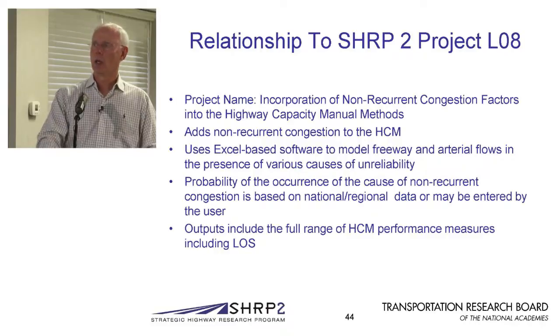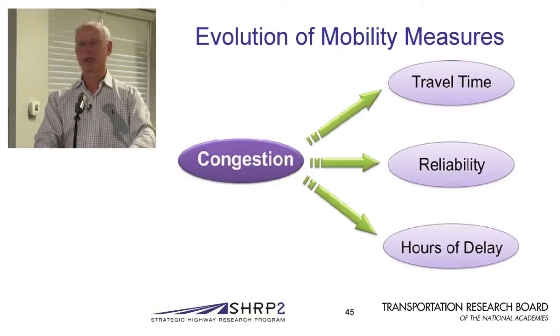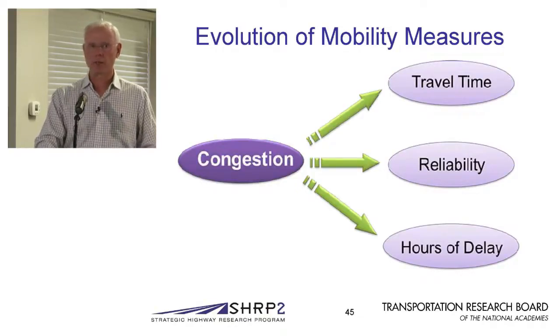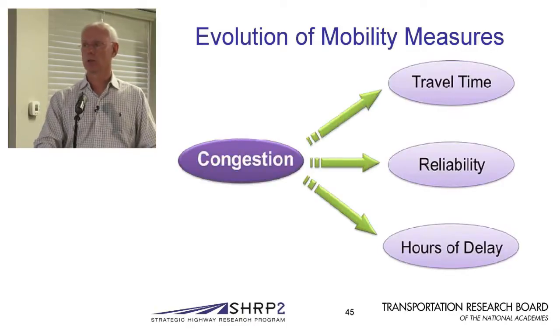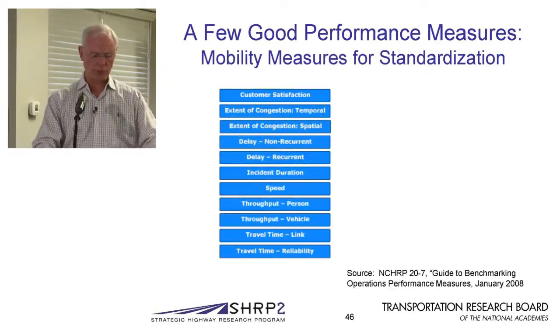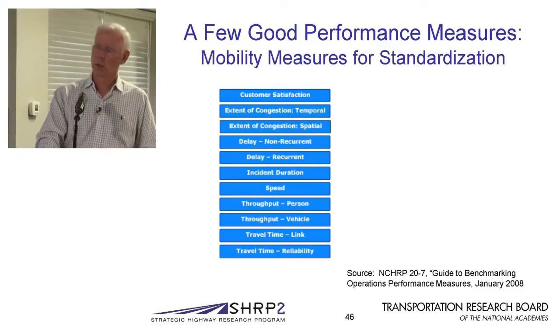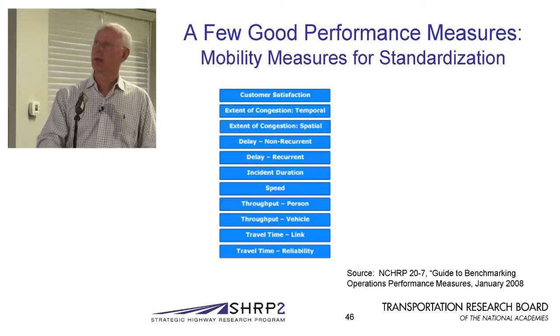Perhaps better ways to think about congestion relate to some other measures of effectiveness. Things like travel time, like the reliability concept that I talked about earlier, like measuring hours of delay. And in fact, there was another research report as part of the NCHRP 20-7 report that came out.